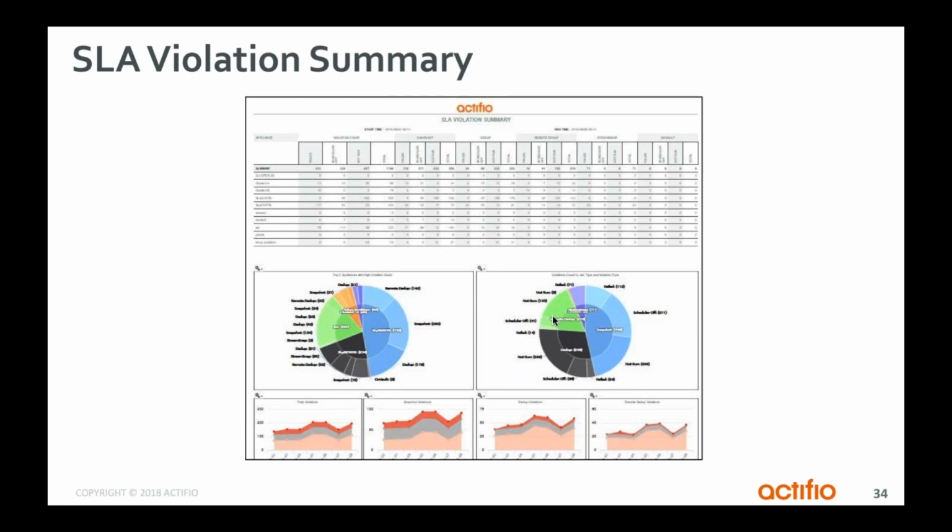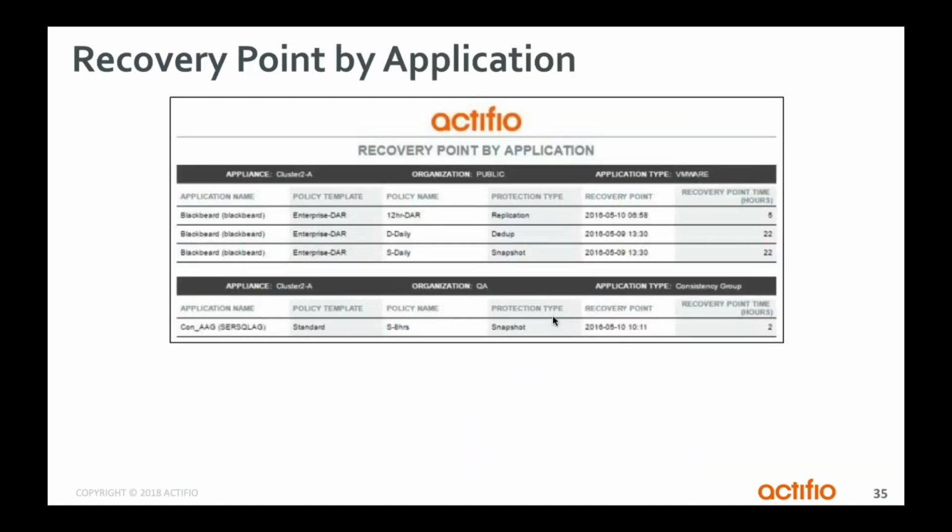Looking at trying to understand my recovery points and where I can do things, the recovery point by application is a critical report to understanding which RPOs are available. What can I do at any time? And what it tells me is when the last backup time was for all of the applications, for selected apps, based on the major classes, such as snapshot, dedup, and rep.